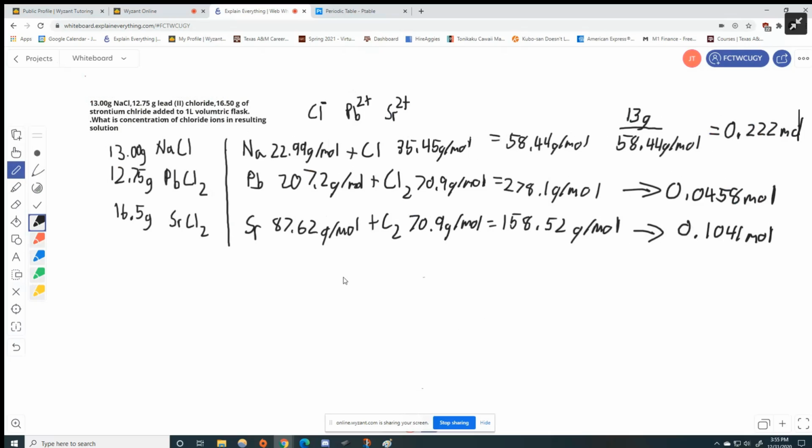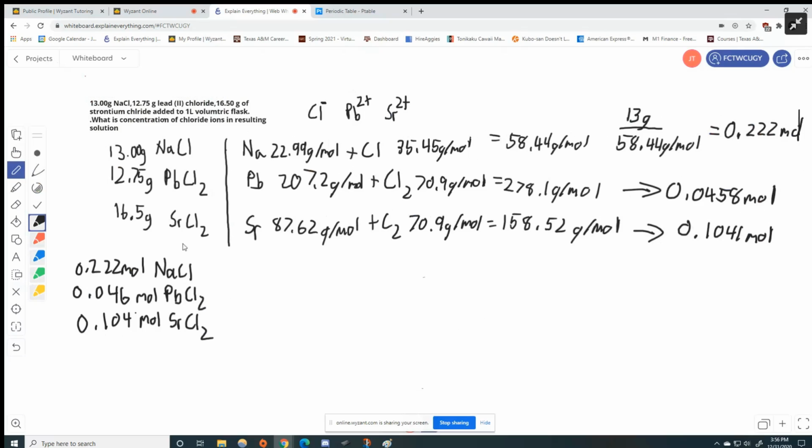Okay, so let's simplify that a little because these are pretty large numbers. So let's bring these all the way back here. What we know is that there are 0.222 moles of sodium chloride. We know there are 0.046 moles of lead chloride. And we know there are 0.1041, or we'll just put 0.104 moles of strontium chloride.